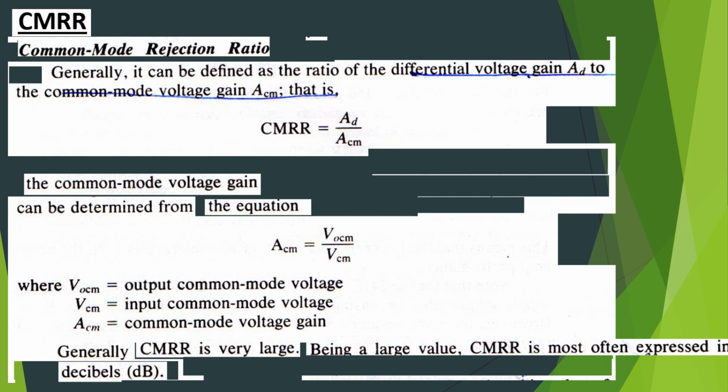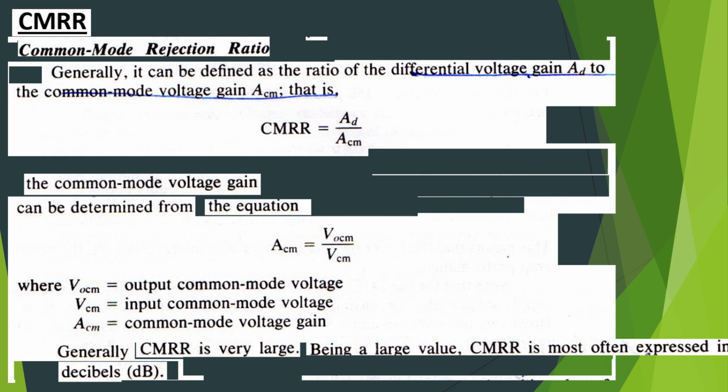Certain other characteristics of operational amplifier. Let us see in this video. The very important one in the op-amp characteristics is the so-called CMRR. CMRR stands for common mode rejection ratio. Generally, it can be defined as the ratio of the differential voltage gain AD to the common mode voltage gain ACM. That is CMRR equal to AD by ACM.